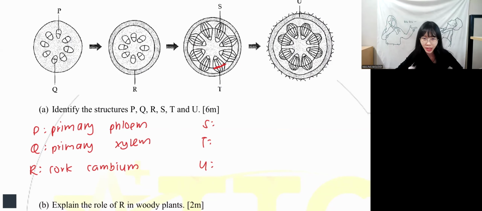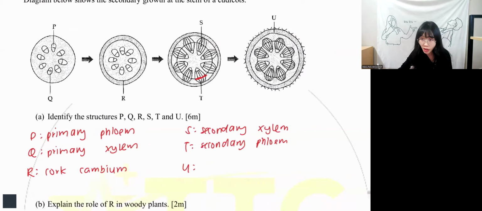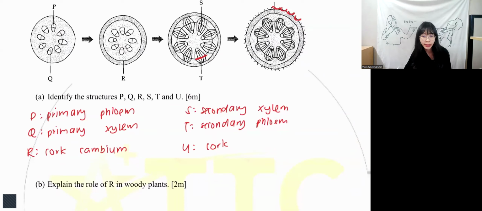Inside one is what? Correct, secondary. This is a secondary xylem. Inside one is xylem, outside one is phloem, right? T is secondary phloem. The U labeling is a bit off. The U is supposed to label at this part. This is the U part. This is cork, C-O-R-K. By the way, the U labeling is a bit off, so that is cork.